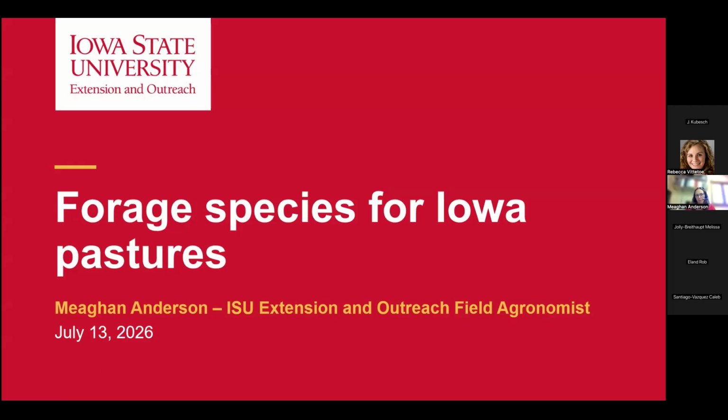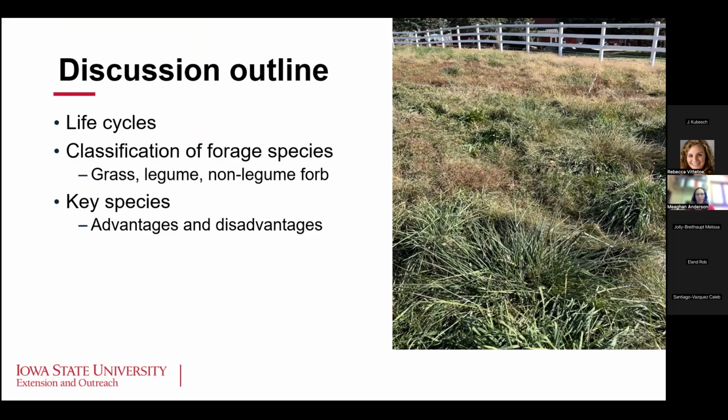Our discussion will start out with talking about life cycles of our forage species, and then some basic classifications of different forage species that we might use here in the state. Then we'll talk about some key species that we use, and finish up by sharing some of those resources so that you can look into some of the ones I talked about today and go learn about more forages.